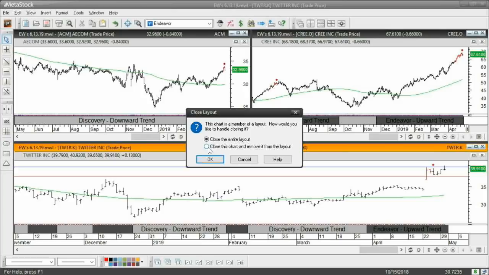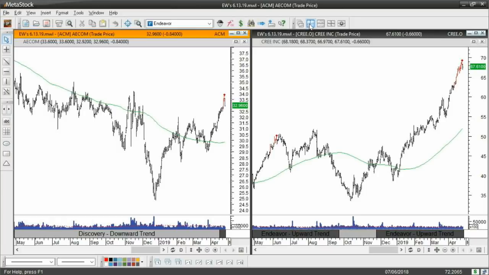Close it out of this layout. So we didn't take that trade. Our 5 stocks now become 2. We'll continue on here with Cree.